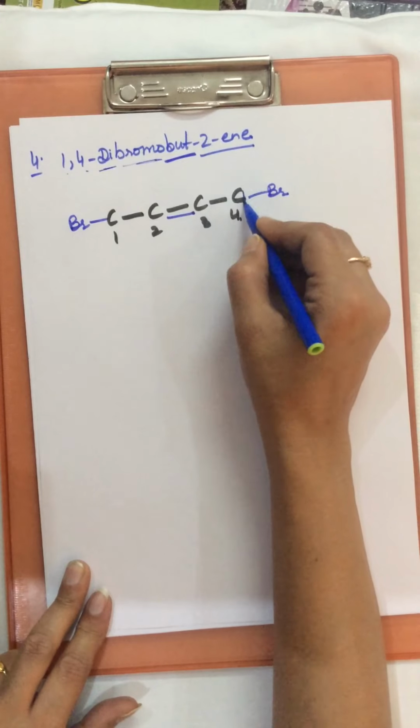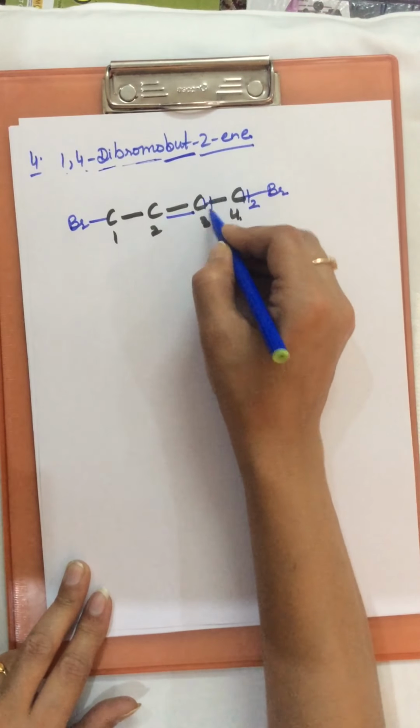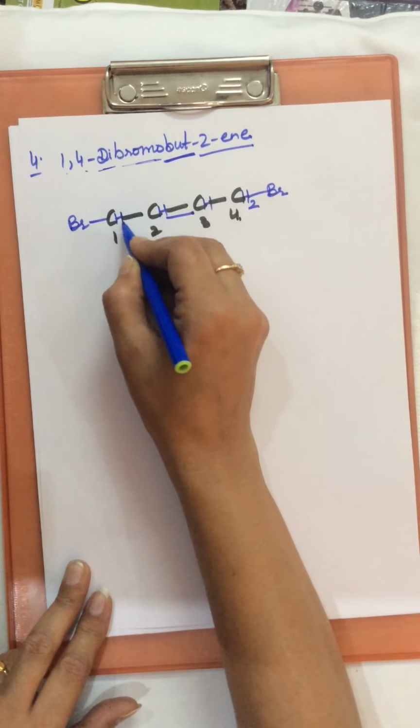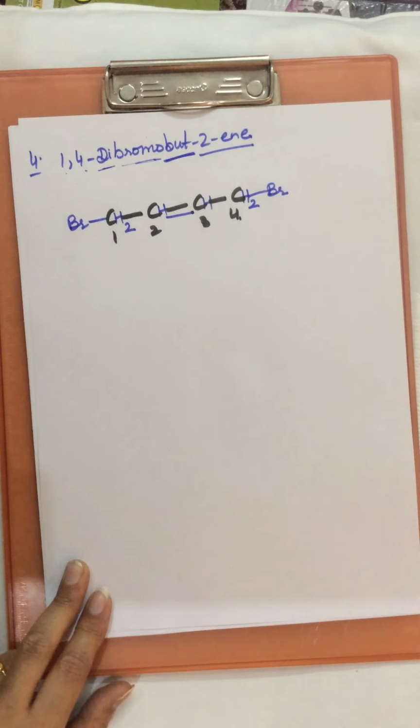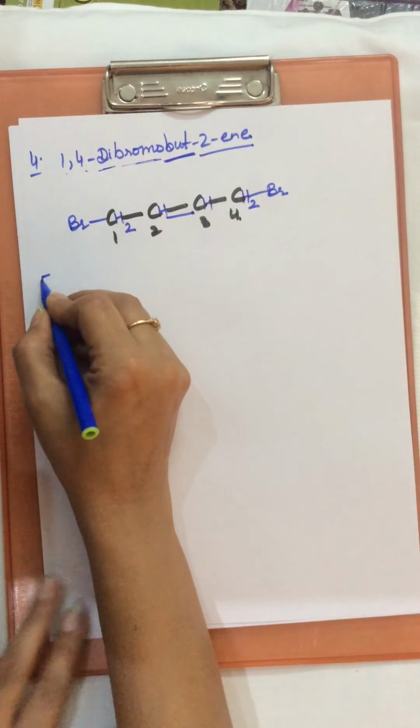And our last rule, complete the valency of all these carbon atoms. So this is the structure of this compound, 1,4-dibromobutene.